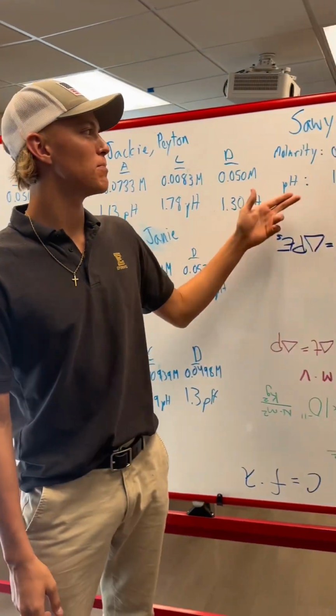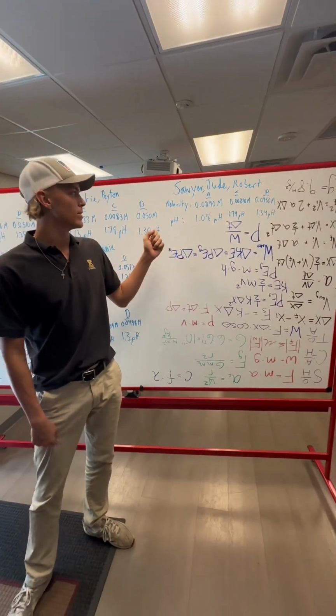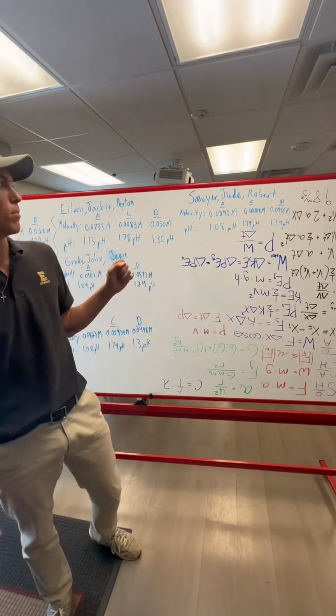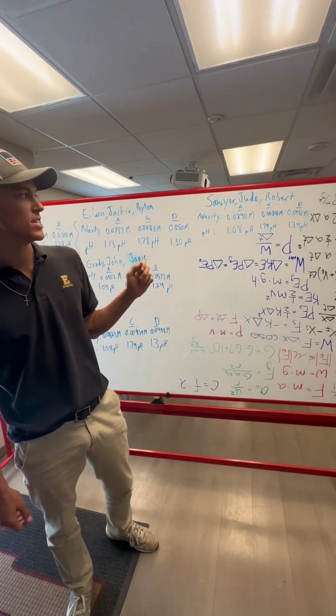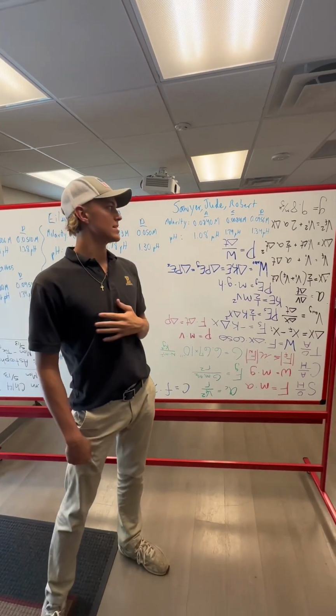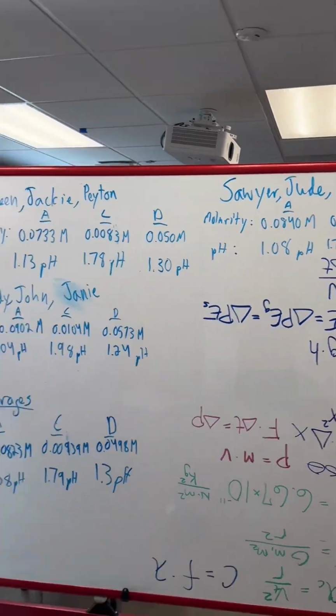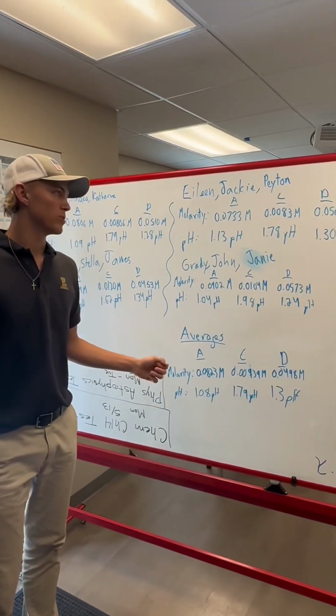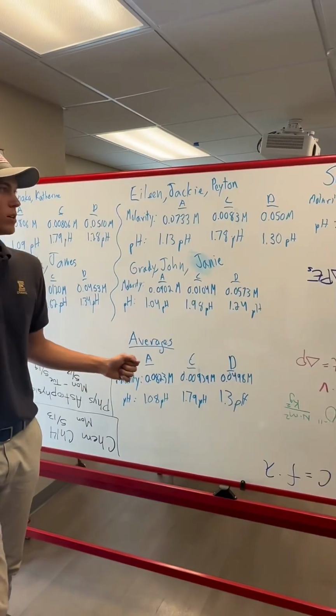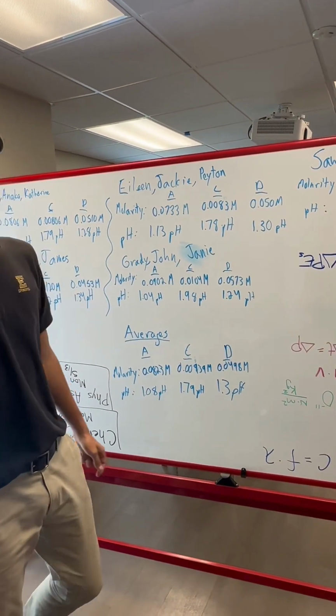To reiterate, our numbers for acid A, the molarity of it was 0.084 molar. For acid C, it was 0.00818 molar. And for acid D, it was 0.0456 molar. Compared to 4 other groups' numbers and the average, our numbers are very close, and the pH are exact.